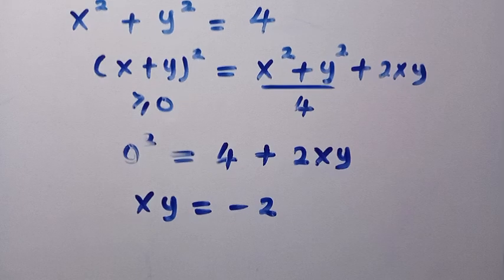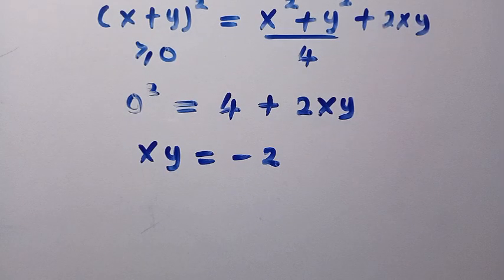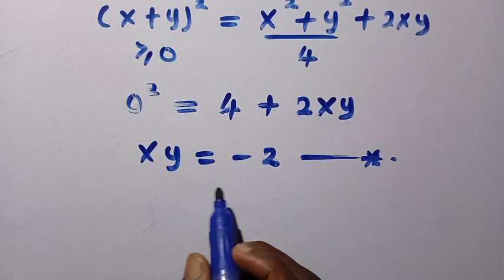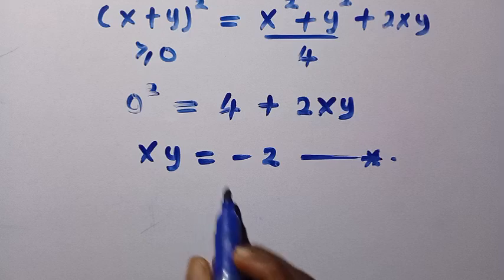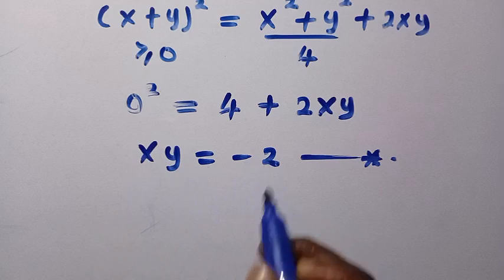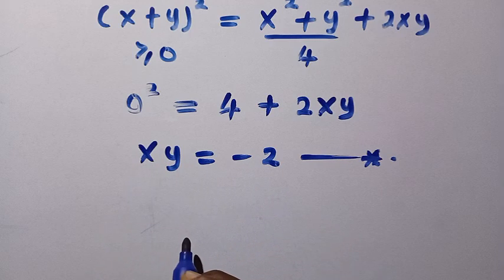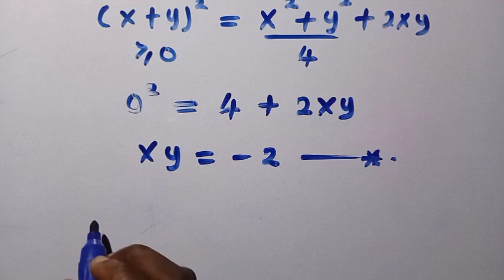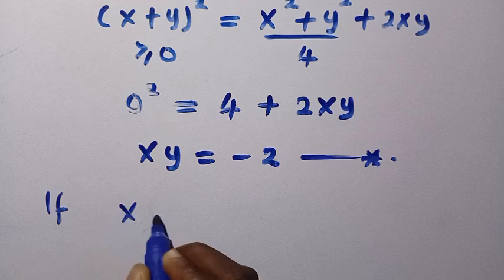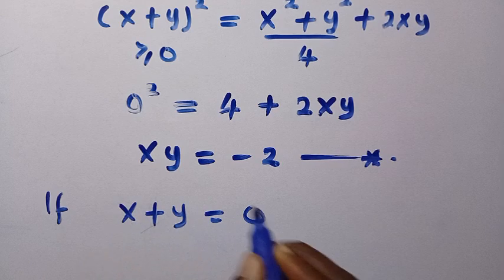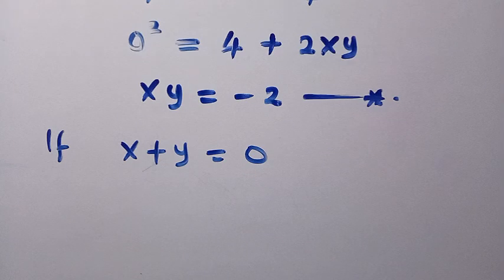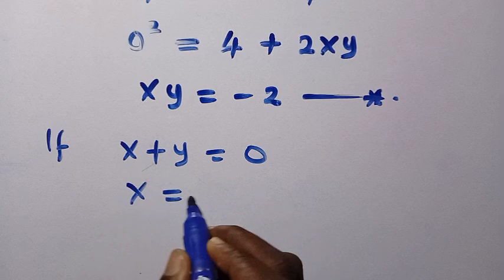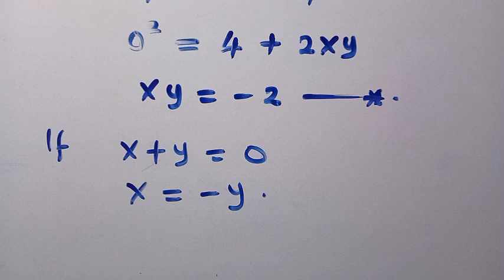So if xy equals minus 2, then let's look for the possible values of x and y for us to get xy as minus 2. Let's recall that I let x plus y equal to 0. If x plus y equals 0, let's make x the subject. We are going to have x equals minus y.